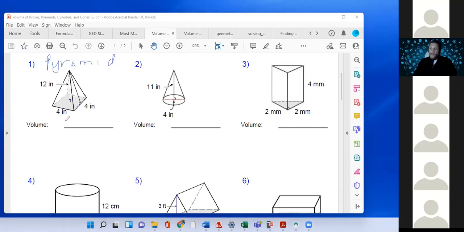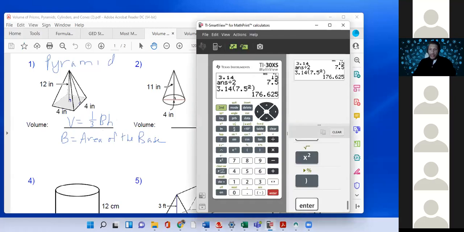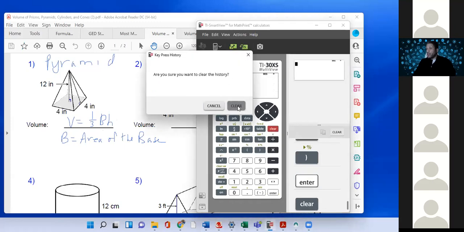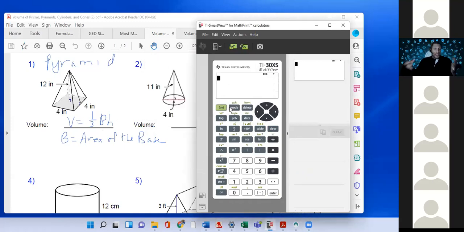We said the volume is 1/3 base times height. And we said the base, the capital B, is the area of the base. Does everybody understand that? Now watch this. I don't need you working hard. This is why I made this ebook. I don't want you working hard, but you have to understand what's given.